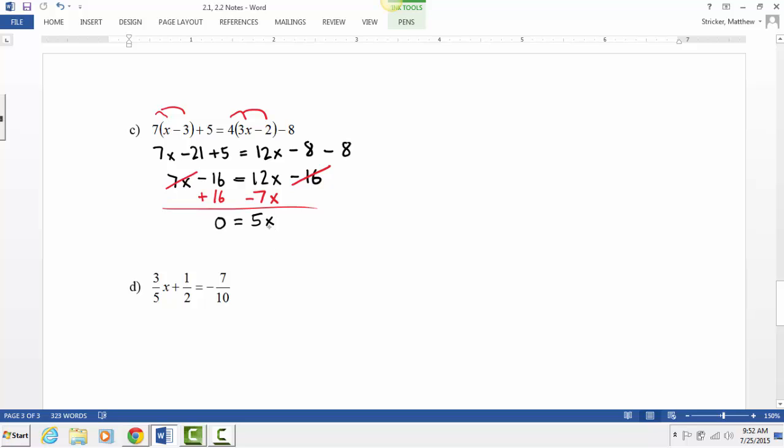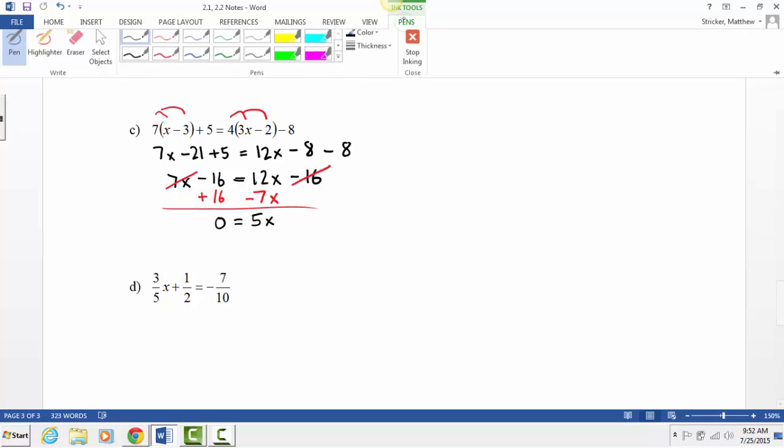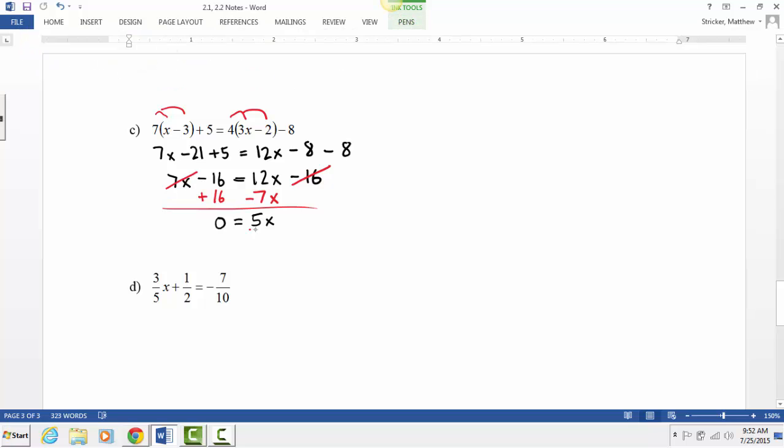Moving on to step 3, this x is married to the 5 by multiplication. How do we undo that? We divide by 5. If I do it on the left side, I've got to do it on the right side. And this is the thing that trips everybody up.